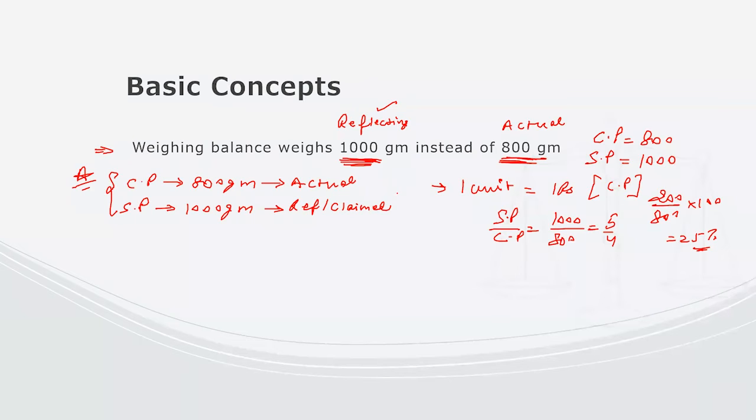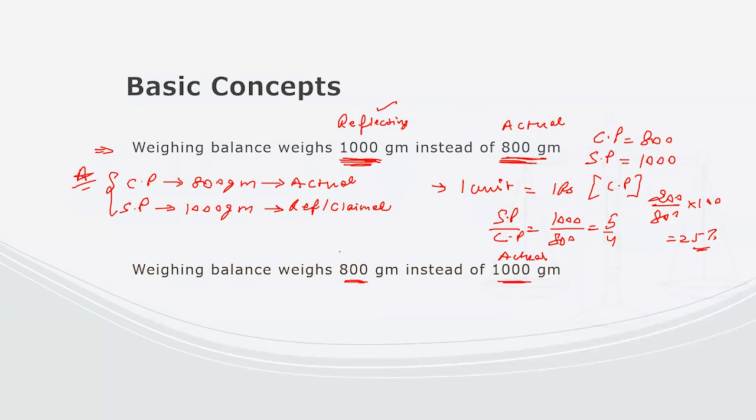Let's move on. Let's look at the other case, wherein your weighing balance weighs 800 grams instead of 1000 grams. That means I have kept 1000 grams on the weighing balance, but it is reflecting only 800 grams. That means my actual weight is what? 1000 grams in this case, and my reflected weight is what? 800 grams. Of course, my selling price will be determined on the reflected weight. So my selling price in this particular transaction should be what? 800 rupees, but my cost of the transaction will be what?